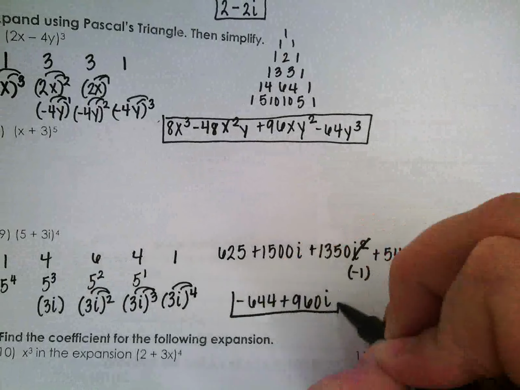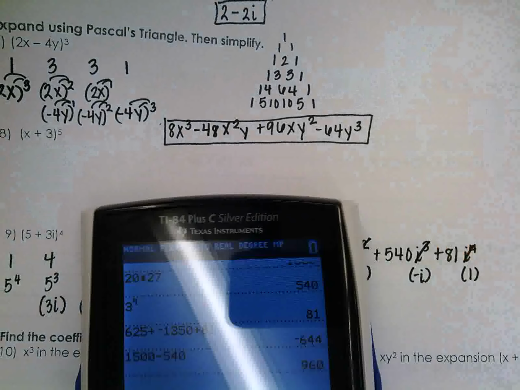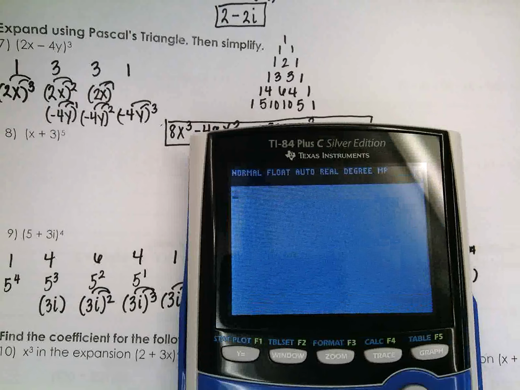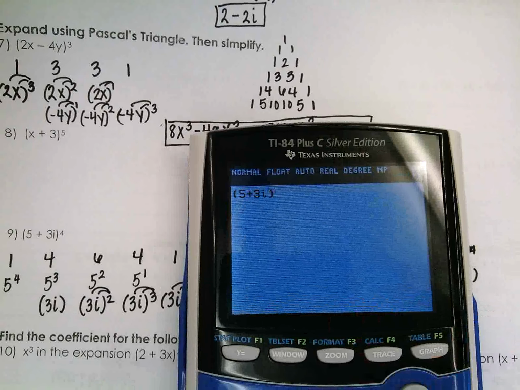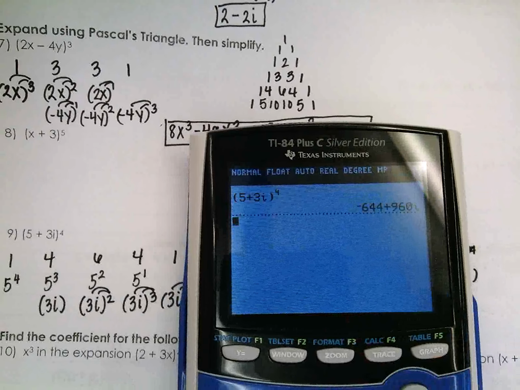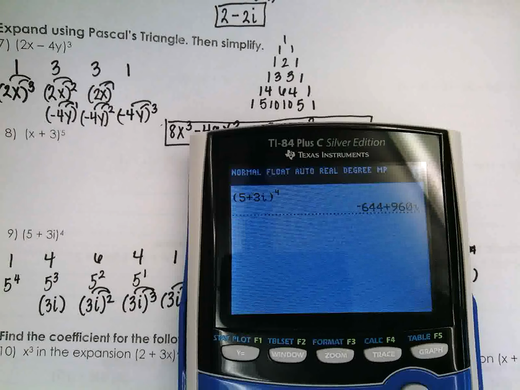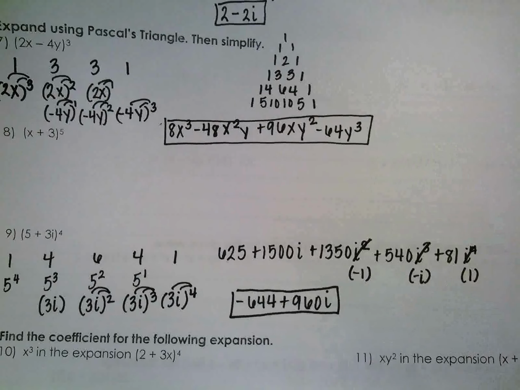Now the good news is, with the i, you can always check it in the calculator. So if I go into my calculator, here's my screen, that's a little easier to see, and I type in the actual question, 5 plus 3i to the fourth power, and I hit enter, I do get -644 plus 960i, which is what we got by hand. Just keep in mind, you can use that calculator to check, but you do need to show your work to get credit.